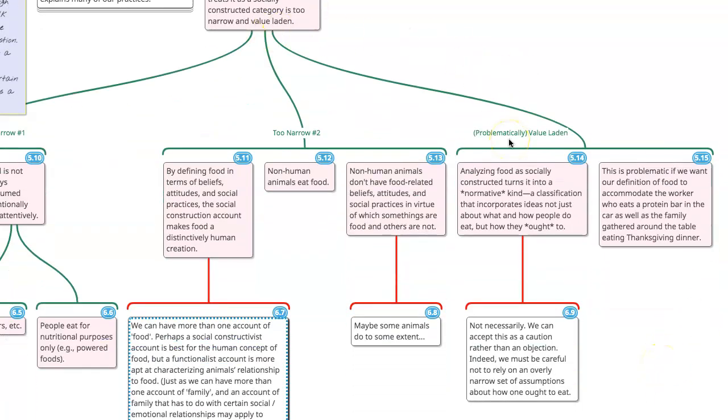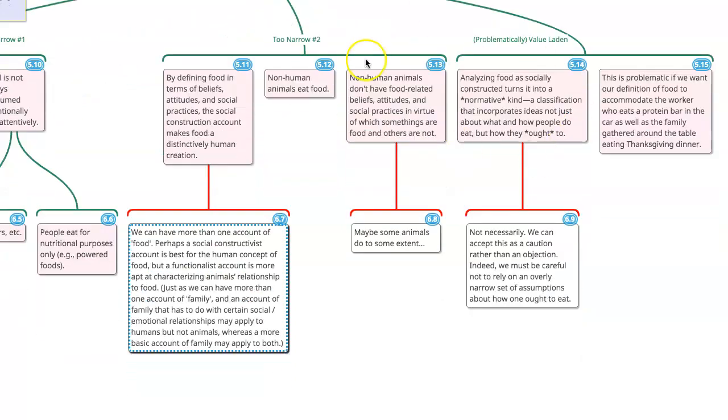Finally, there's the claim that it could be value-laden, which is not necessarily a bad thing, but the claim is it could be problematically value-laden. So analyzing food as socially constructed turns it into a normative kind, a classification that incorporates ideas not just about what and how people do eat, but how they ought to eat. And this is problematic if we think the definition of food should apply to people eating protein bars in their car, as well as people gathered around a table for a holiday enjoying a meal together.